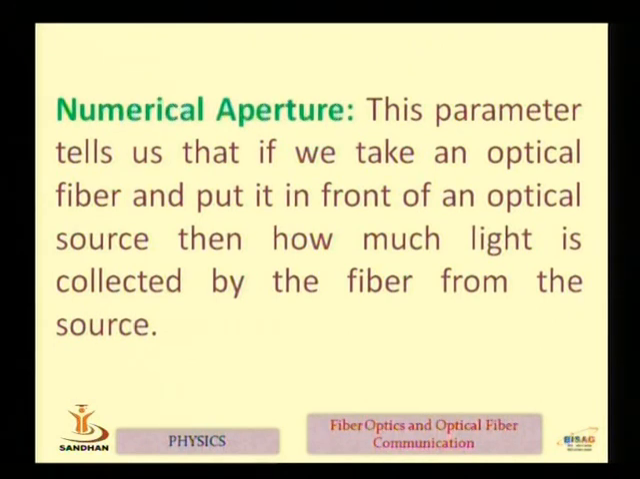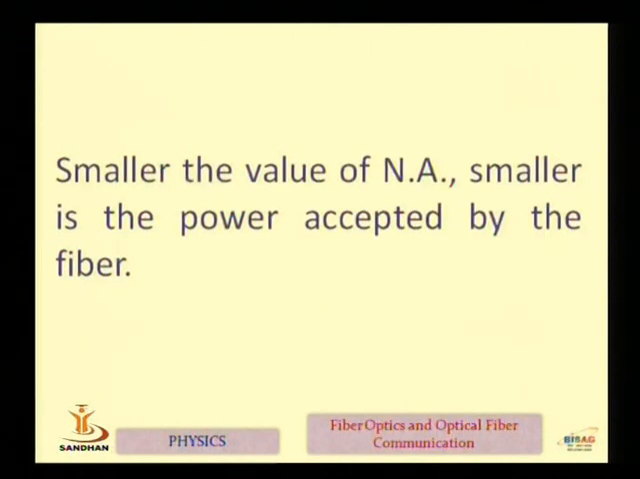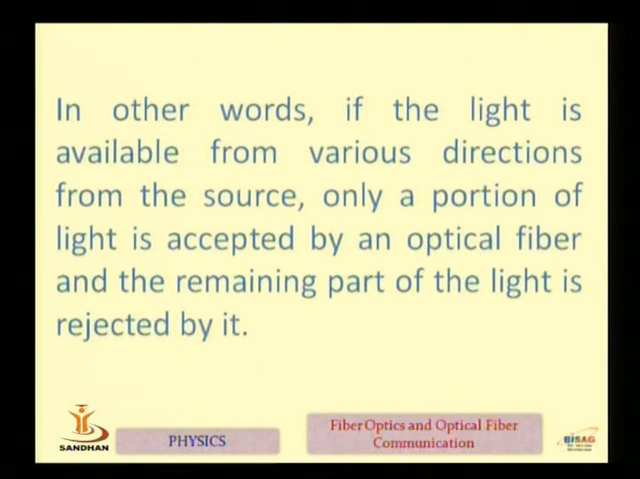Now in fiber optic cable, one term, numerical aperture, is very important. This is the parameter which tells us, if we take an optical fiber and put it in front of an optical source, there are two types of sources one can use, one is the LED, another is the laser, how much light is collected by the fiber from the source. So the smaller the value of numerical aperture, the smaller is the power accepted by the fiber. In other words, if light is available from various directions from the source, only a portion of light is accepted by an optical fiber and the remaining part of the light is rejected by it.